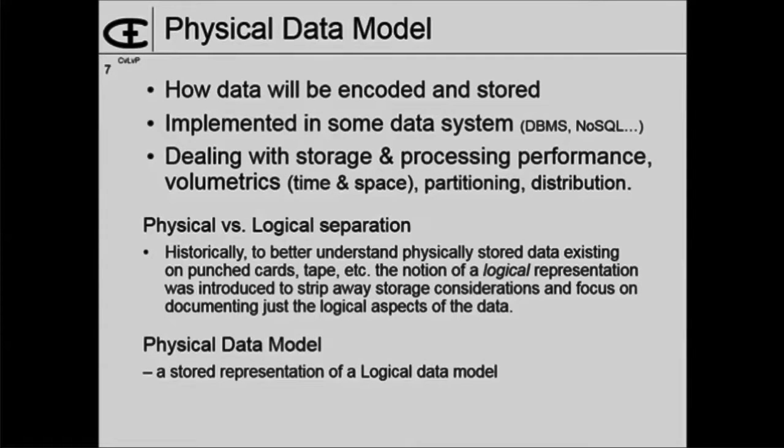So what we did was we developed the notion of a logical definition or a logical model of what's stored on those physical cards. We wanted to separate that out, leave out the implementation stuff so that we could focus on the important information about the model. And that gave rise to the notion of a logical representation, stripping away storage considerations. So the physical data model could be considered the stored representation of a logical data model. And we all agree, pretty much, that we don't want to encumber our models, logical models, with anything having to do with implementation.